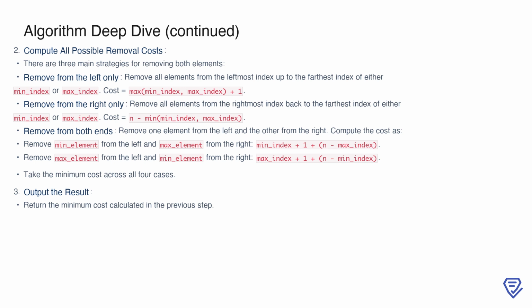Lastly, we can remove one element from the left and the other from the right. For this case, there are two sub-options, removing the smallest element from the left and the largest from the right, or vice versa. Each approach has its own cost formula, and we calculate these values to find the minimum cost among all strategies. Once we have evaluated all four cases, we return the smallest cost as our result.